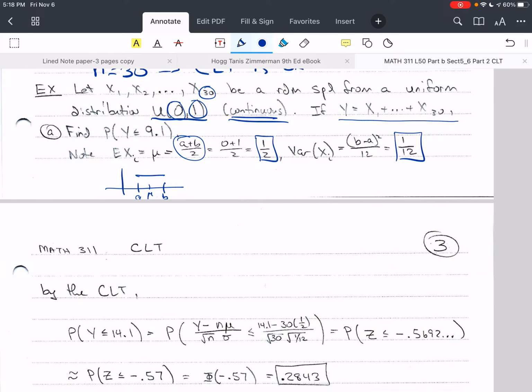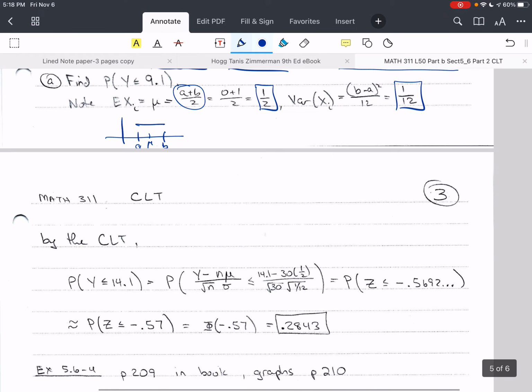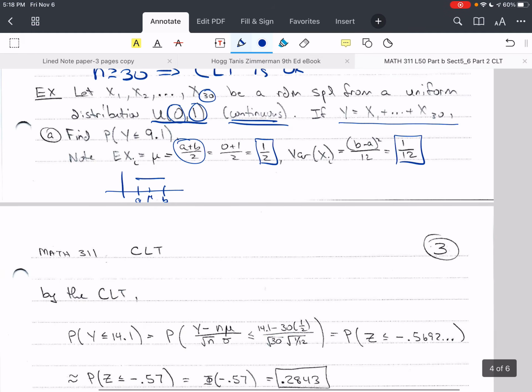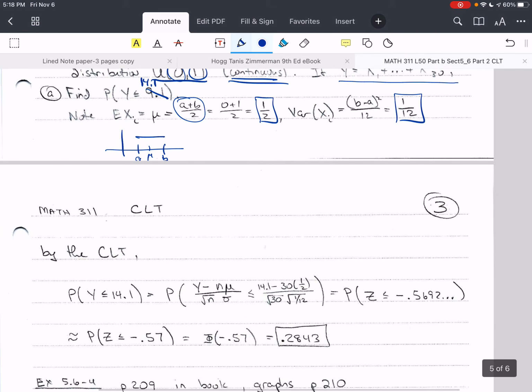So by the central limit theorem, we have the probability that y, and I guess I took this from 9.1 to 14.1. I changed it, I apologize. So y is less than or equal to 14.1. That is equal to... Now, what we're going to do is transform this using w equal to x bar minus mu over sigma over the square root of n, right? But now, let's look at this.